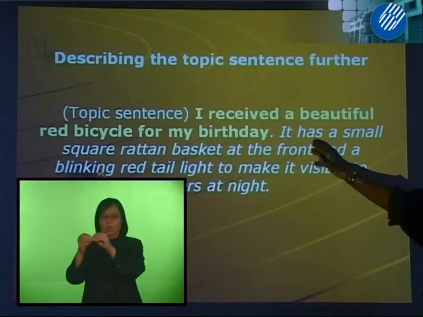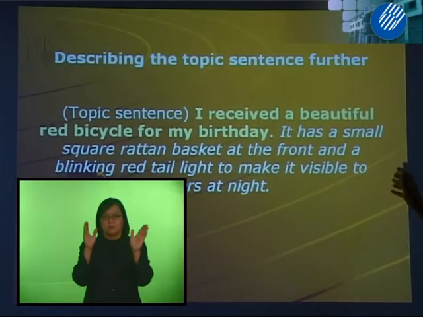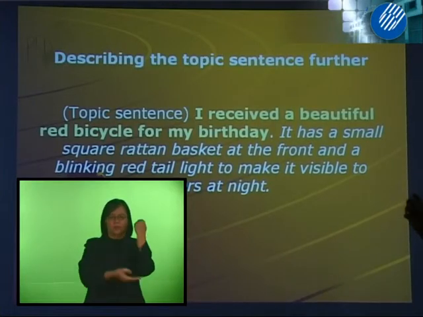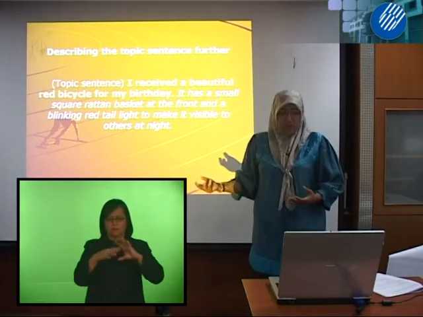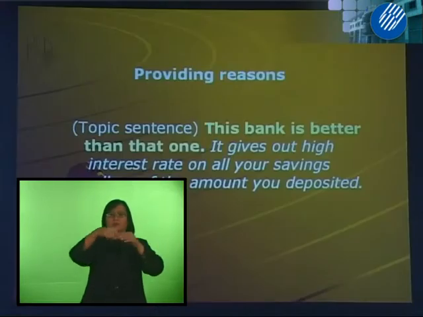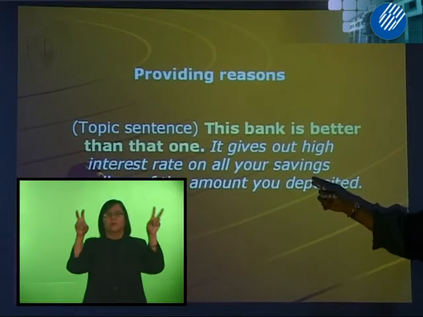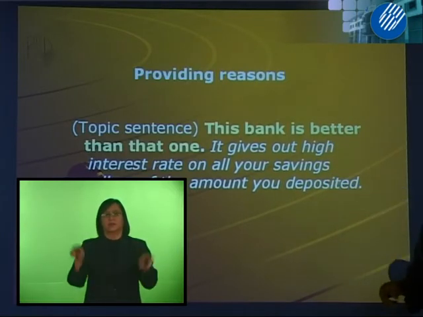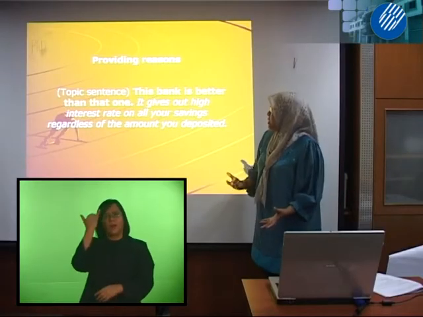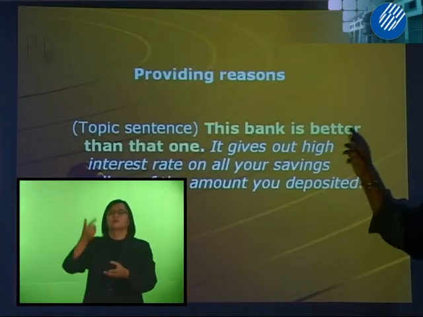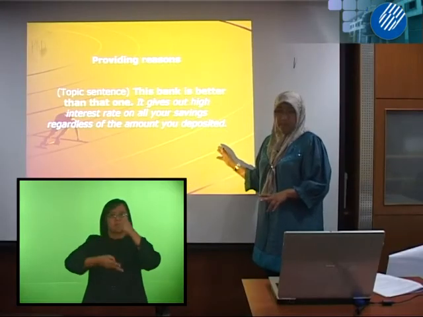So you add, it has a small square rattan basket at the front and a blinking red tail light to make it visible to others at night. So this sentence describes the topic sentence further. The next one is, you provide reasons for the topic sentence. The topic sentence is, this bank is better than that one. Why is this bank better than that one? So you give reasons for it. Because it gives out a high interest rate on all your savings regardless of the amount you deposited.